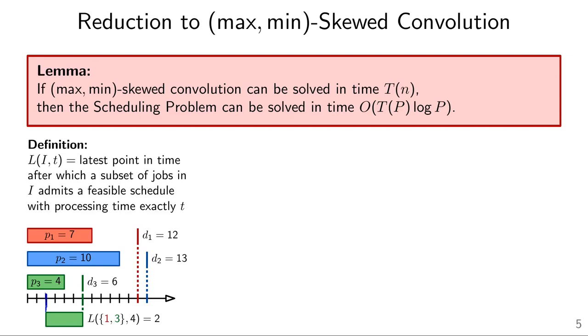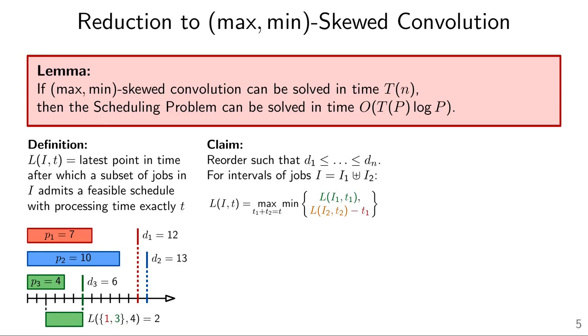Okay. Now, given this definition, I claim that we can prove the following fact. First, we reorder all the jobs such that their deadlines are increasing. So the deadline of the first job is less or equal than the deadline of the second job, and so on. Now take an interval of jobs, so a set of consecutive jobs in that order, and split it into two intervals I1 and I2. The only thing I'd like to guarantee here is that all the deadlines in I1 are less or equal than all the deadlines in I2.